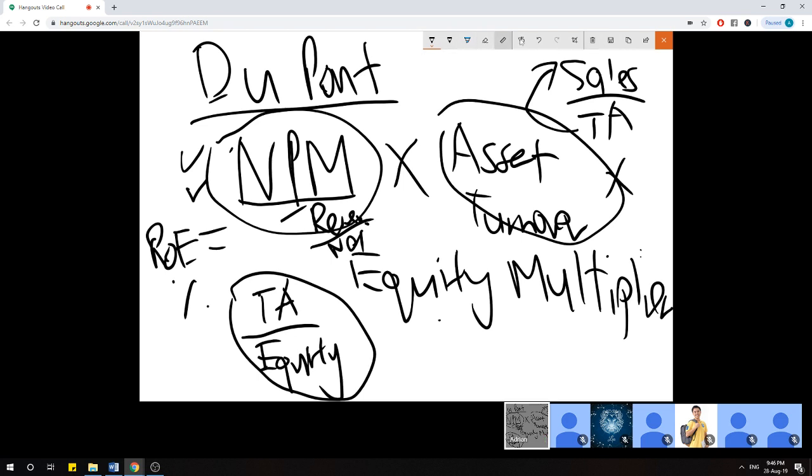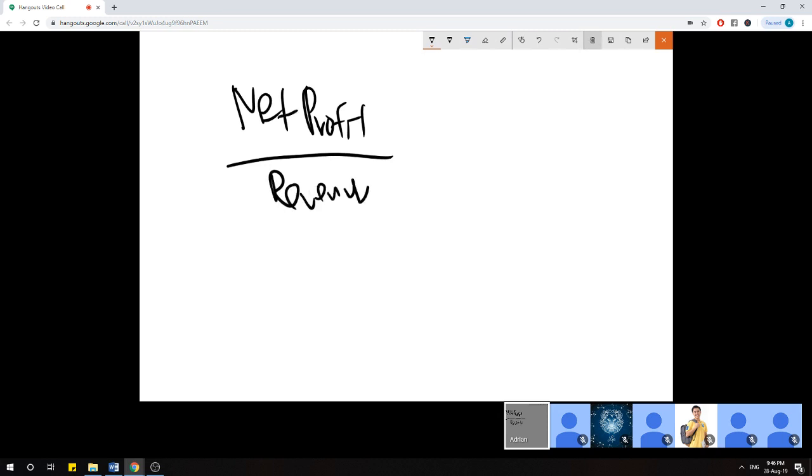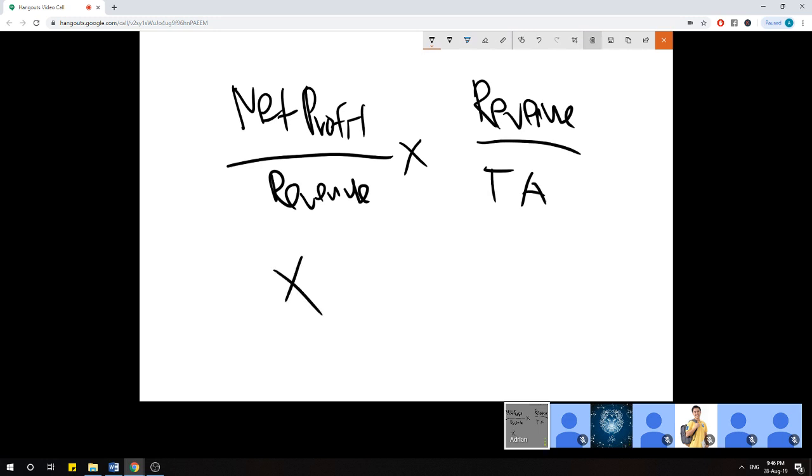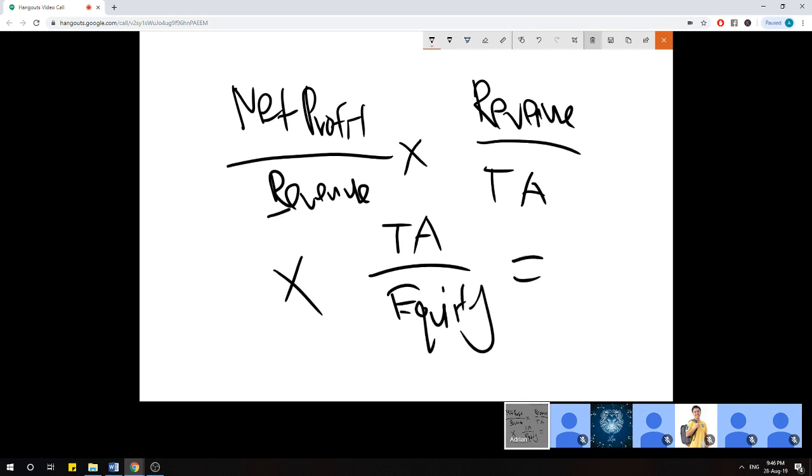To make it clear, first of all it's net profit over revenue. Then asset turnover is revenue over total asset. Then finally is total asset financed by equity. You can see here, if you cancel out the terms, then you know this is ROE. You guys know?